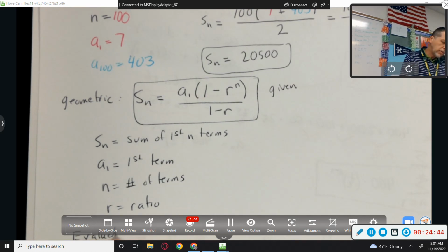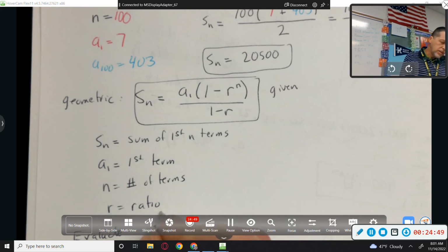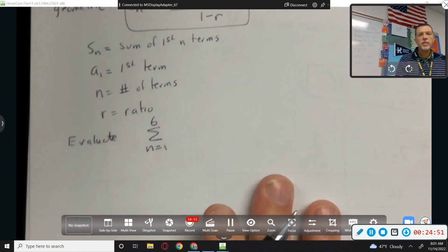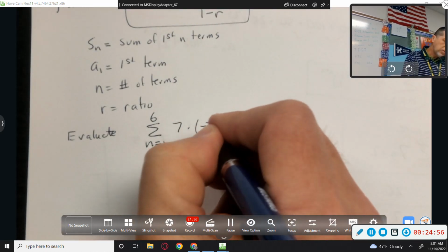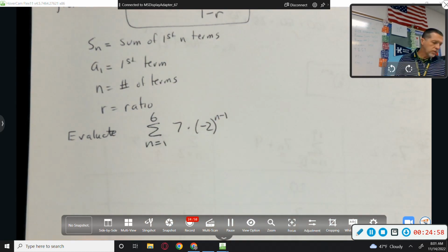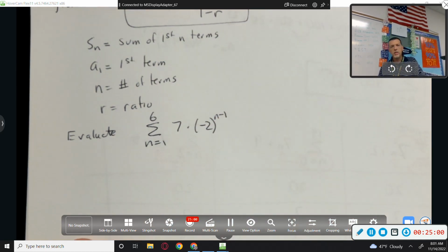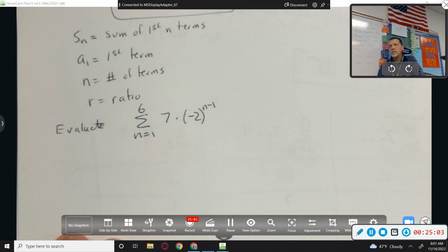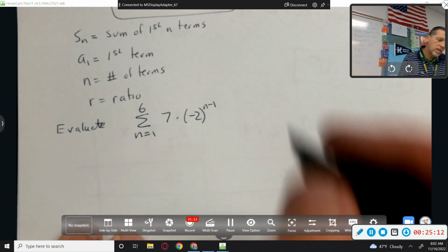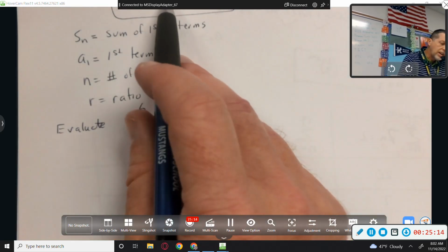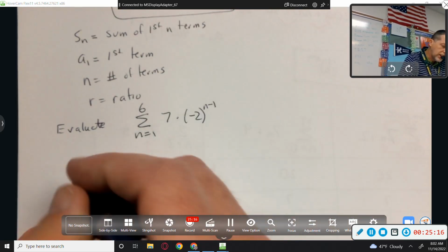So let's evaluate the sum from n equals 1 to 6 of 7 times negative 2 to the n minus 1. So one way to do this would be to find all 6 terms and add them up, but we don't really want to do it that way. We would like to use our formula. So I need A1, I need R, and I need N.